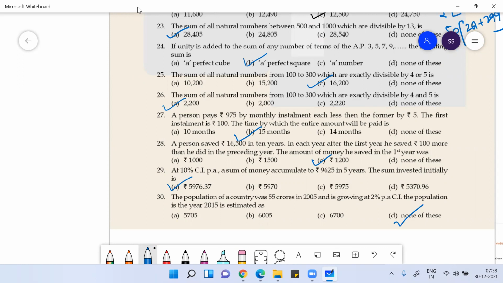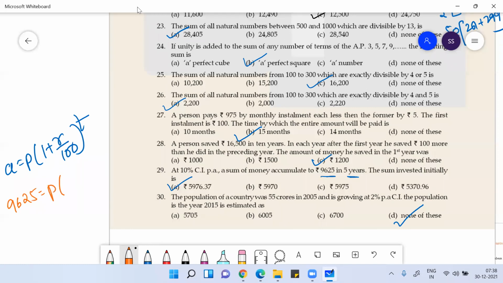29, 30 are compound interest and simple interest concepts. I hope you know the formula: amount is equal to principal (1 plus R by 100) to the power T. With 10% compound interest, a sum of money accumulates to 9625 in 5 years. So your amount is 9625. Principal (1 plus rate of interest 10%) to the power of 5 years. Find the value of the principal.